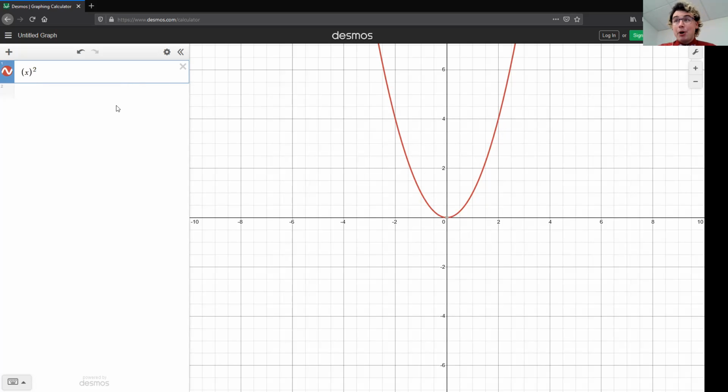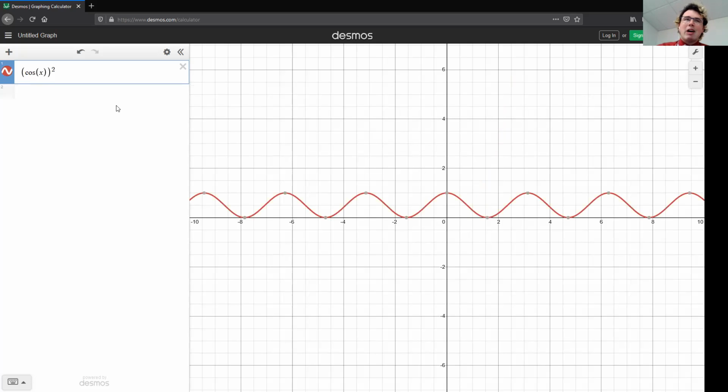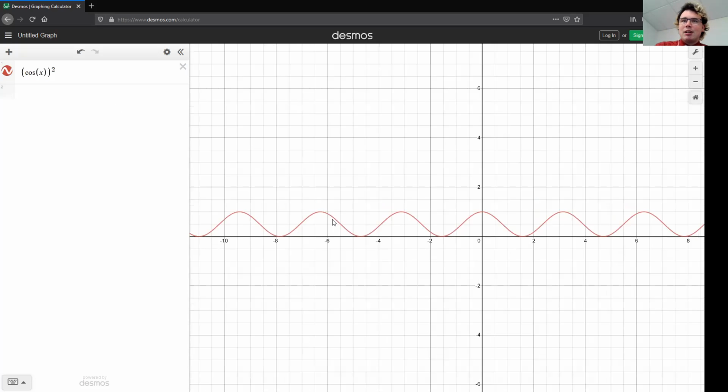I'm going to compose this function with something else. So I'm going to put in cosine of x. Now I have the function cosine of x, which is then squared. So the cosine function by itself is continuous. Again, I can draw it without letting go of my mouse. There's no holes, there's no jumps, there's no asymptotes.